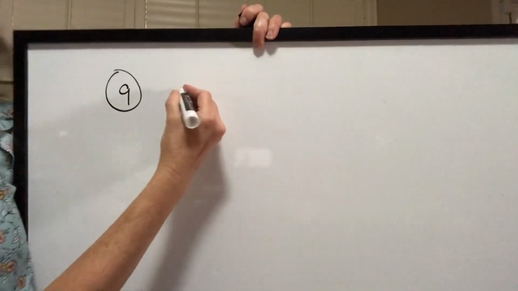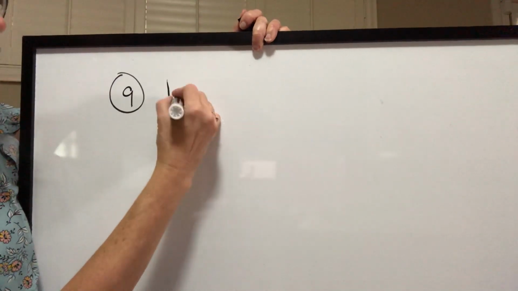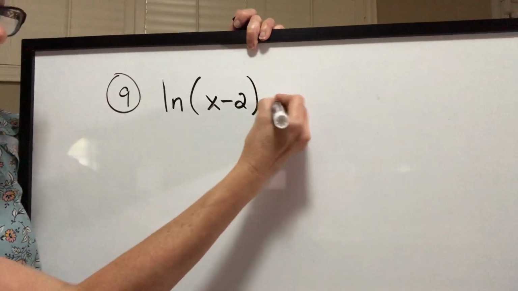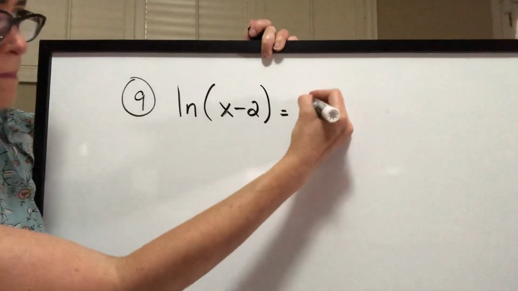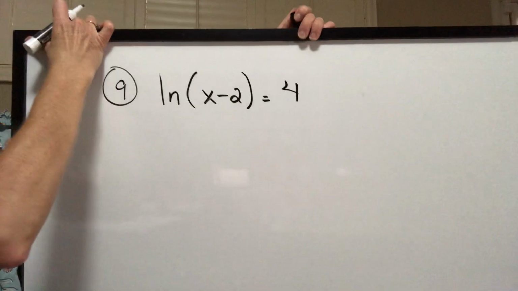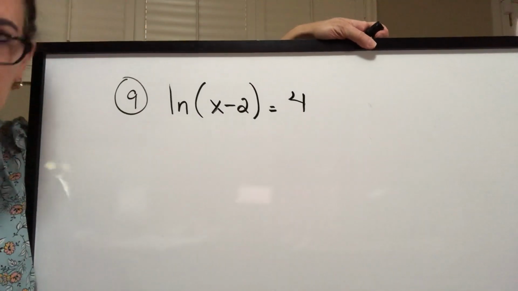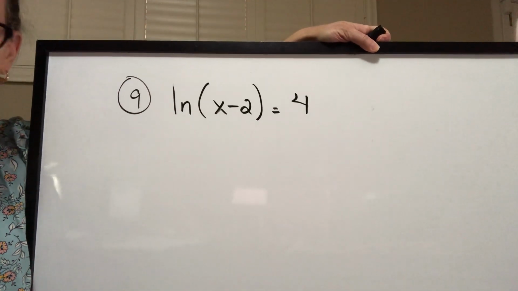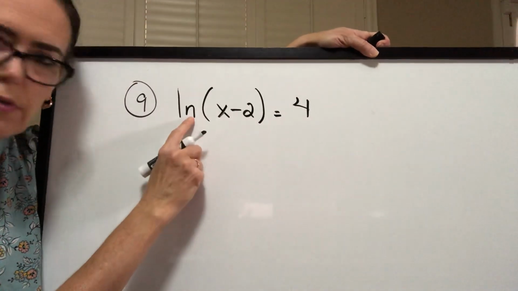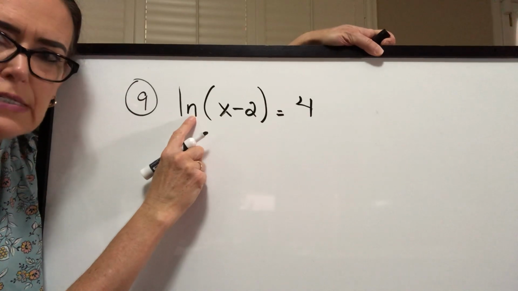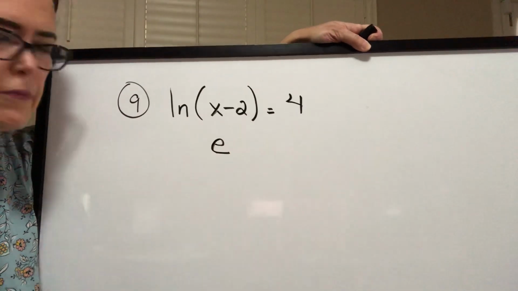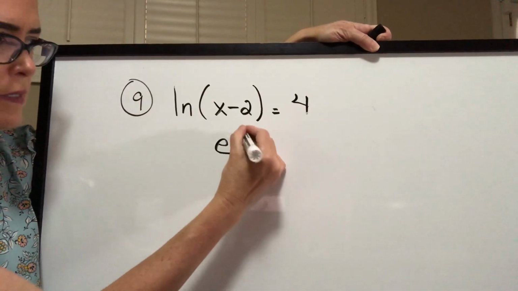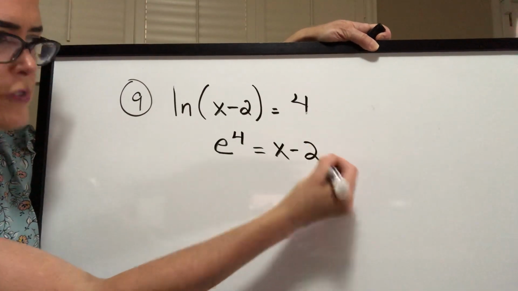Number 9 will be the natural log, that's ln, of x minus 2 equals 4. Okay, so this is already isolated. There's nothing to rearrange. We will go straight to the step of changing that to exponential form. Now, if you ever see a natural logarithm, ln, that means the base is e. So you will use that for the base of the exponential expression. The 4 will be the exponent, and then that will equal x minus 2.